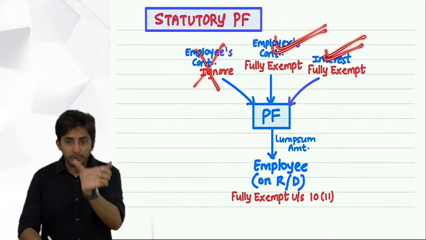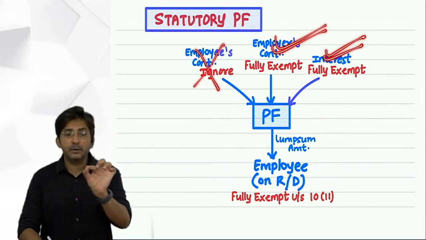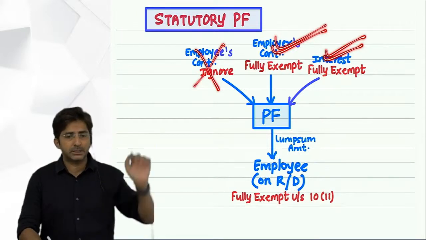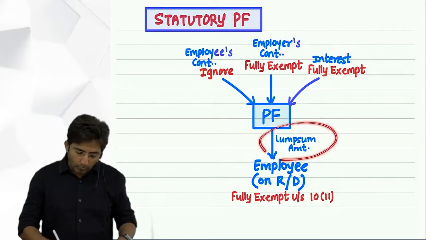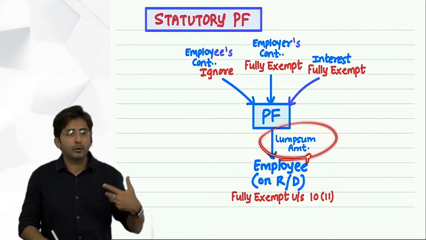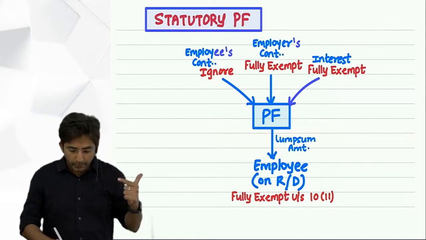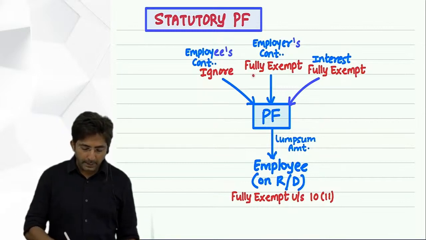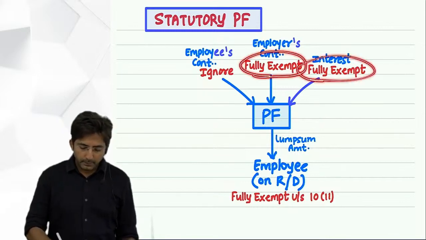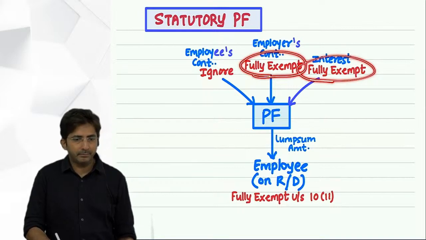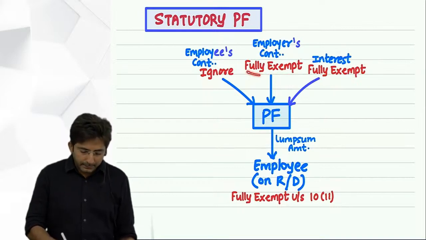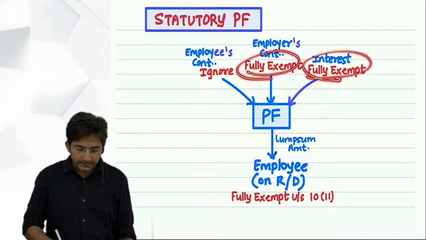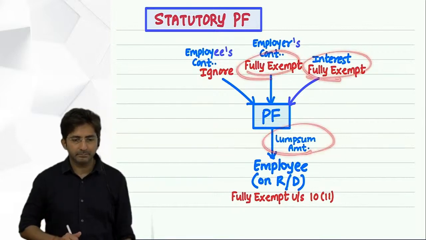In the particulars column you will record interest on SPF, but in the amount column, dash. Even this you will record in the statement, but in the amount column, dash. But in brackets here you can write exempt under section 10(11). You will have a doubt, sir, why no section over here? See, here also you can say 10(11). This thing and this thing are the same.